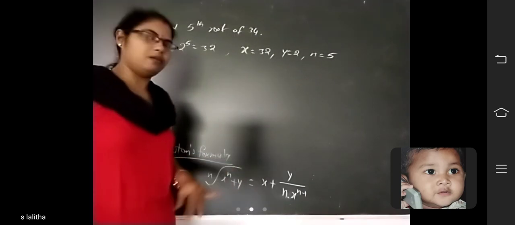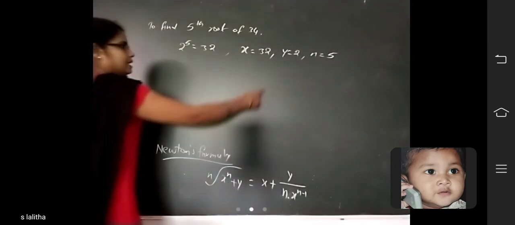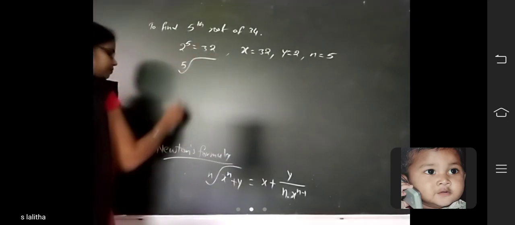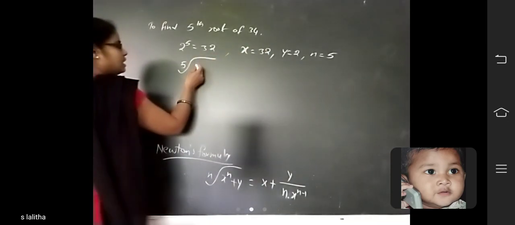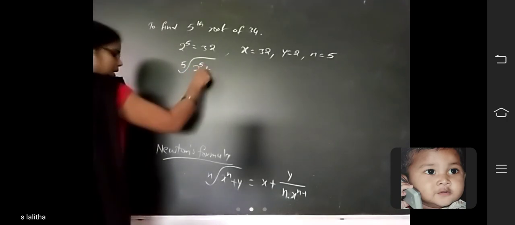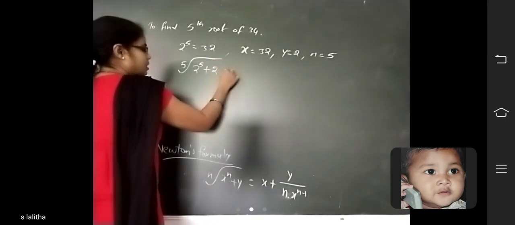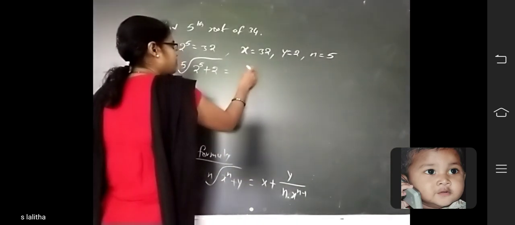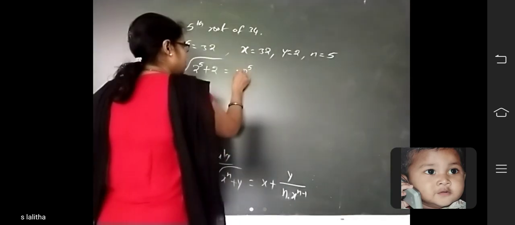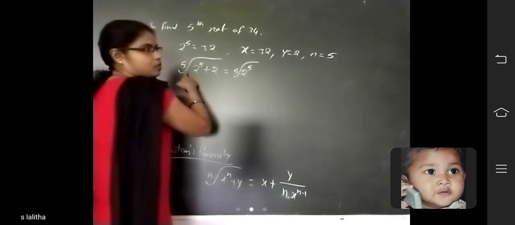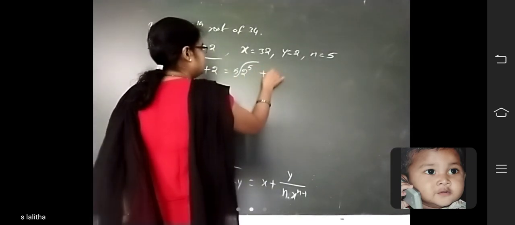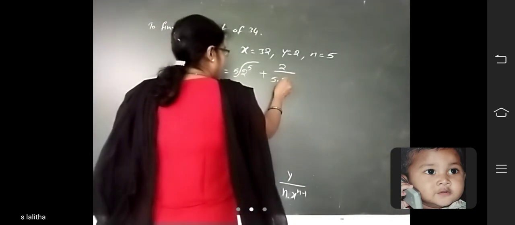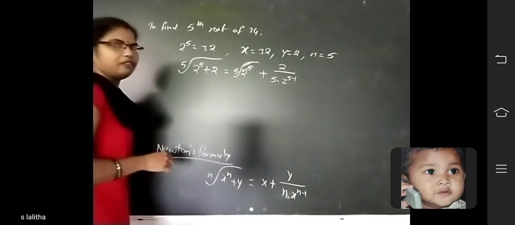Now substitute in this formula. Nth root, what is n? Fifth. Fifth root of x power n plus y. x power n means this 32, how can you write? 2 power 5 plus y. y how much? 2. x is equal to what? 2 power 5. Fifth root of 2 power 5 plus y. What is y? 2 by n, 5 into x power n minus 1, that means 2 power 5 minus 1. Here the fifth root and 5 will be cancelled.